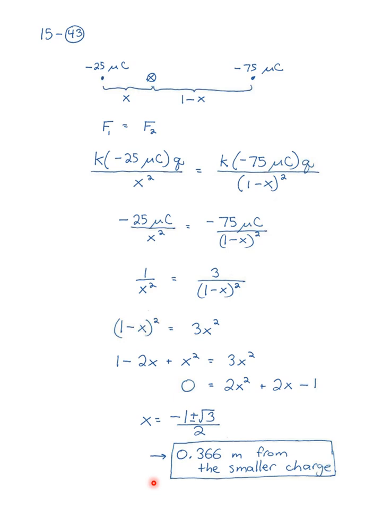And now we have to see, what does that mean? X equals 0.366 meters. Well, we'll go back up to our picture and see this is what we designated x. X is the distance from that left charge. So 0.366 meters from the smaller charge.